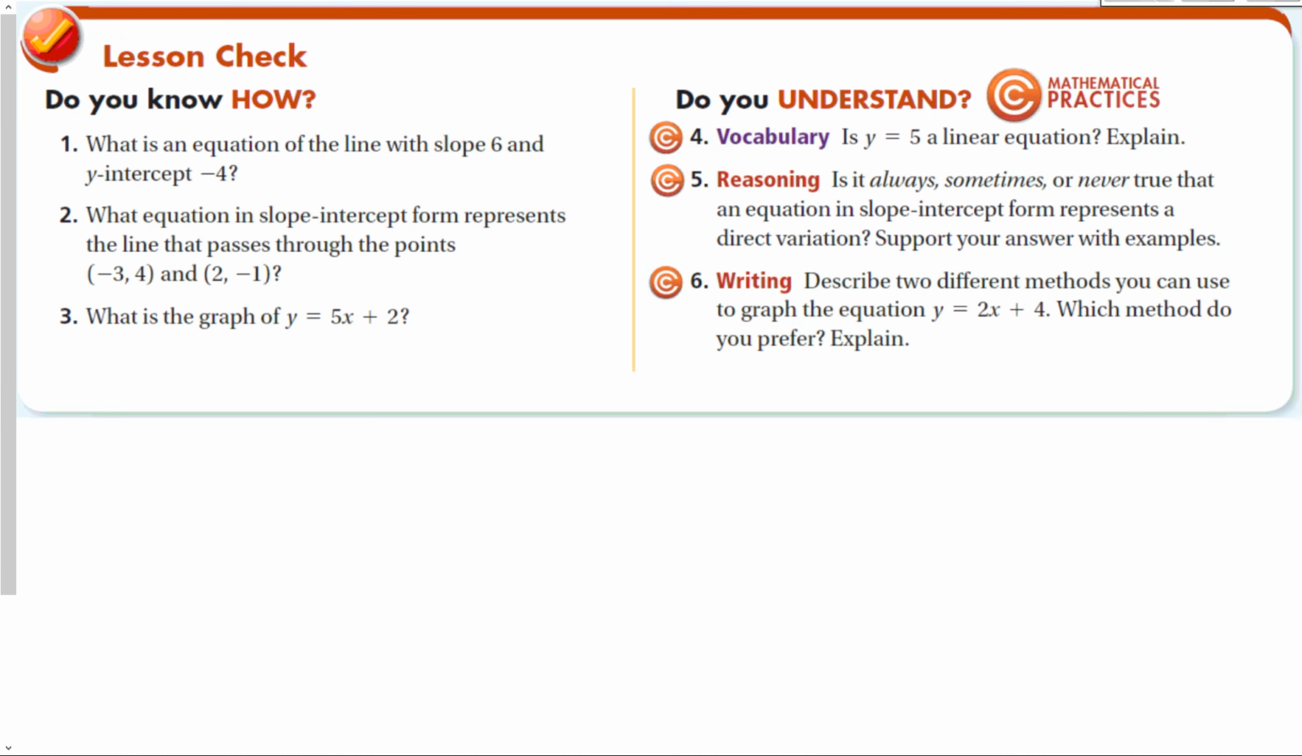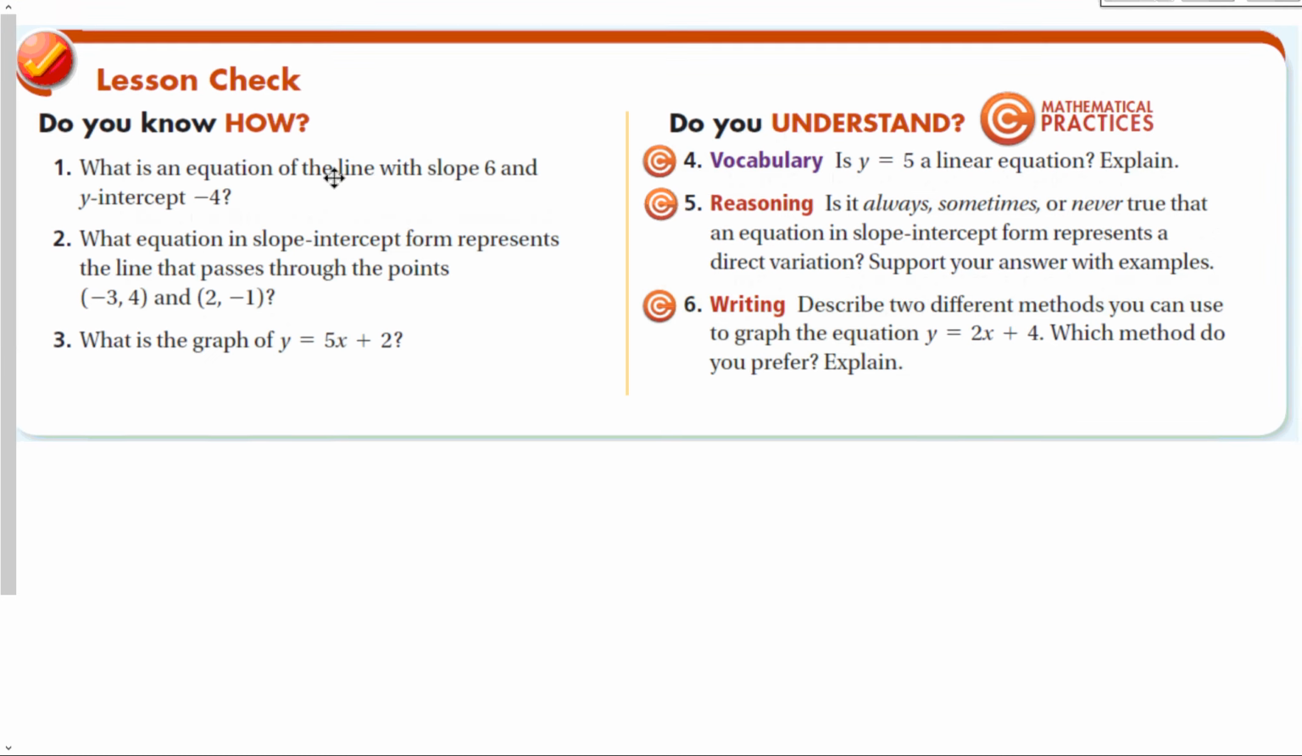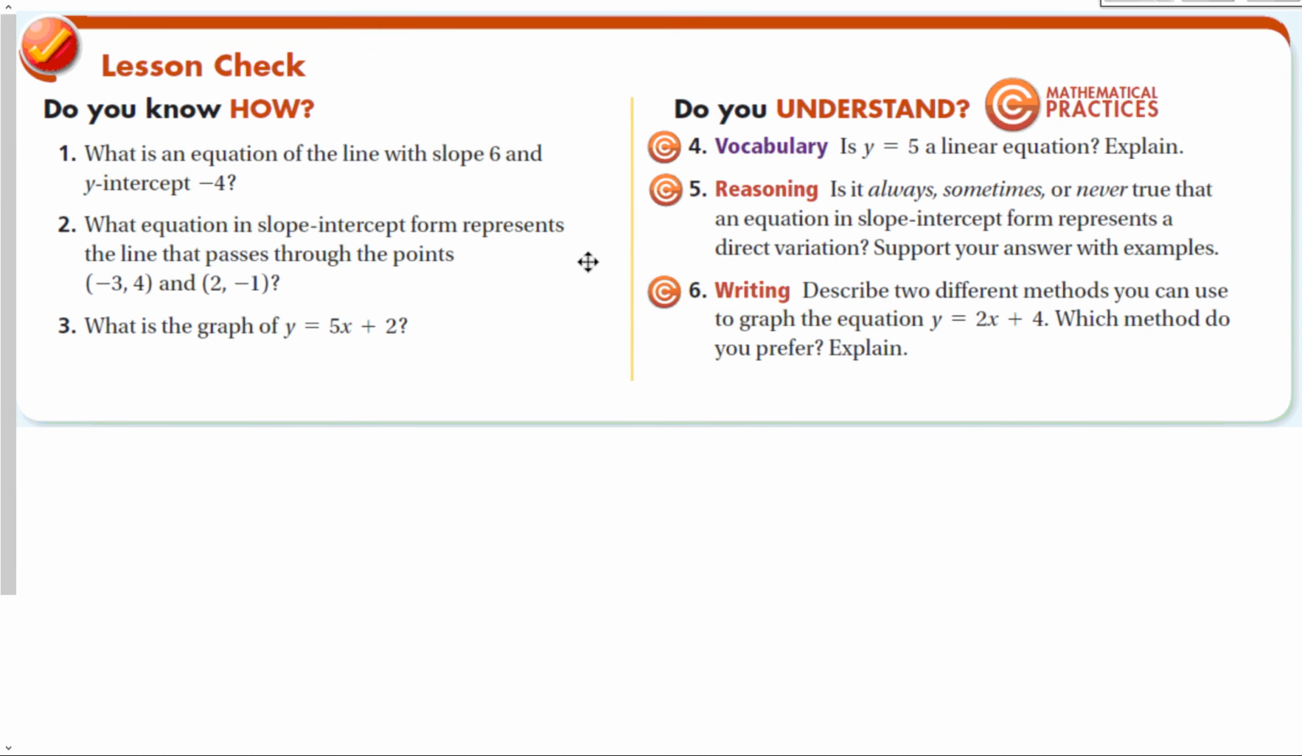Okay, so our lesson check. What is the equation of a line with a slope of 6, y-intercept of 4? So that would be y is equal to 6x plus 4.